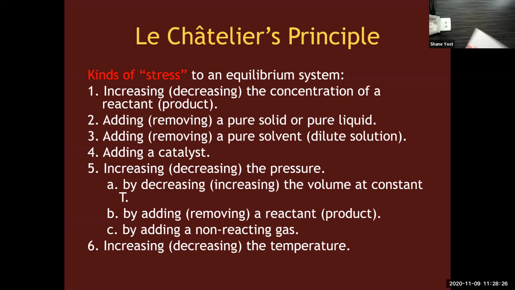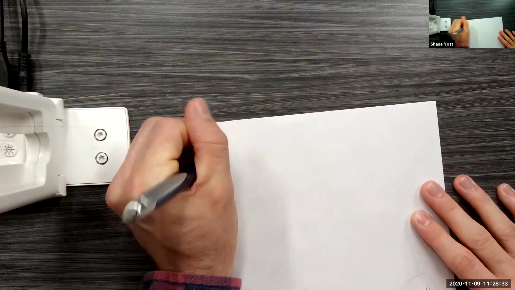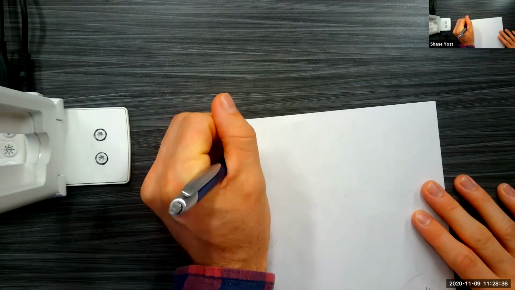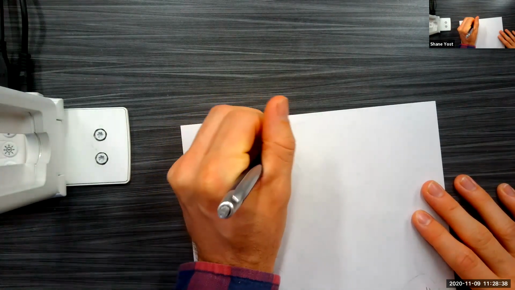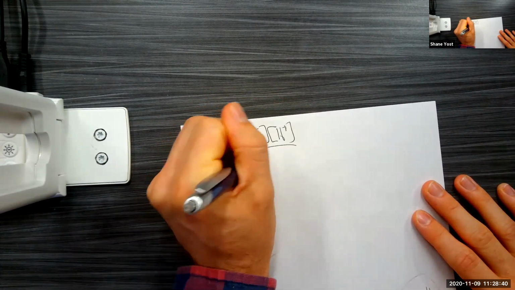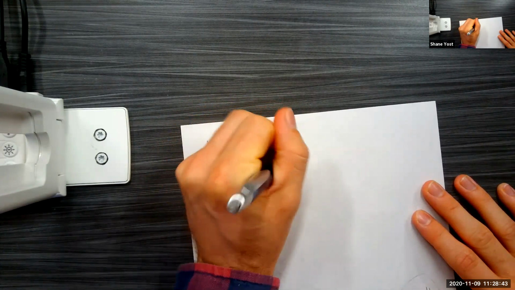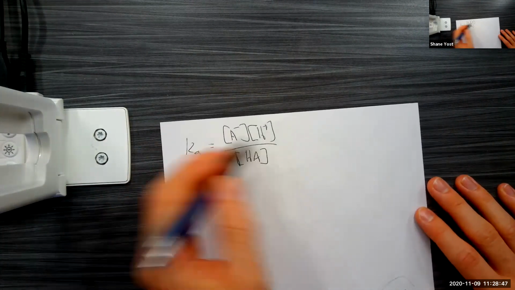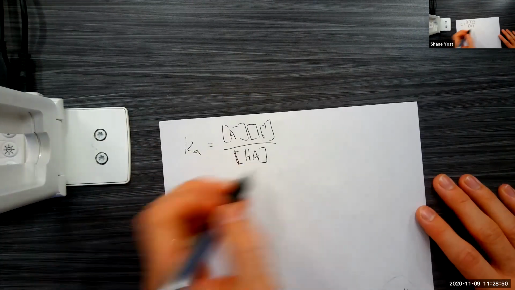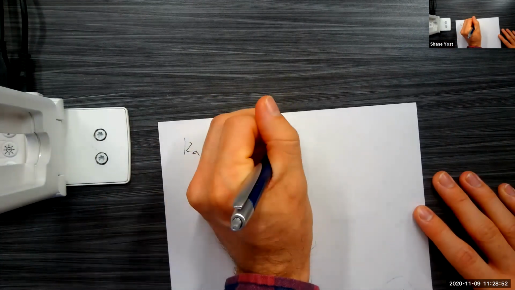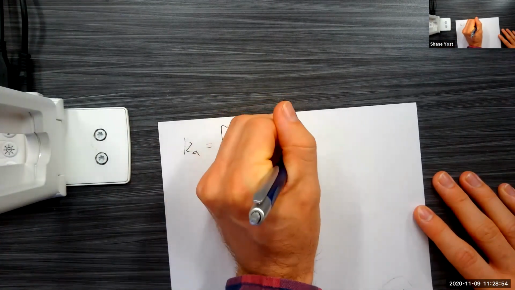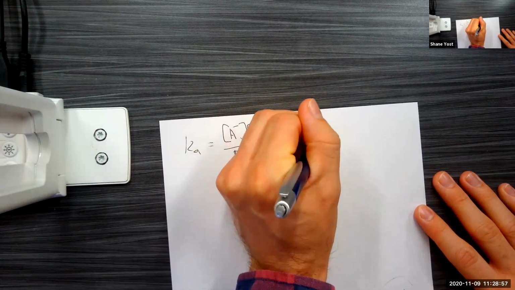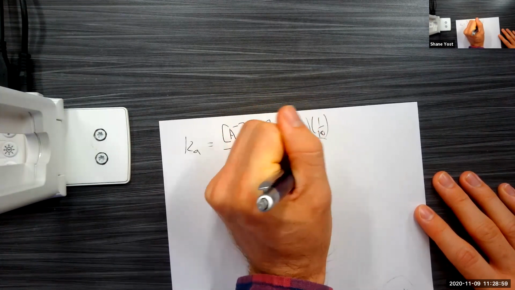Let me just write out something. Let's do a simple weak acid dissociation equilibrium, where you have A minus times H plus over HA. Remember your weak acid dissociation reactions. For the equilibrium constant, if I change the concentration of each one of these things by a factor of 10, I decrease this by a factor of 10, this by a factor of 10, and this by a factor of 10.